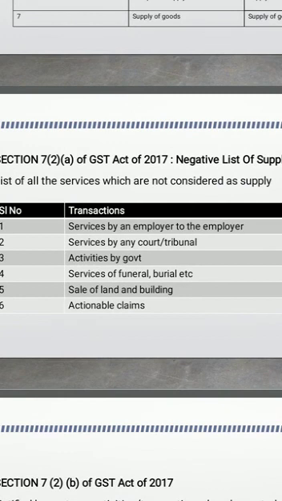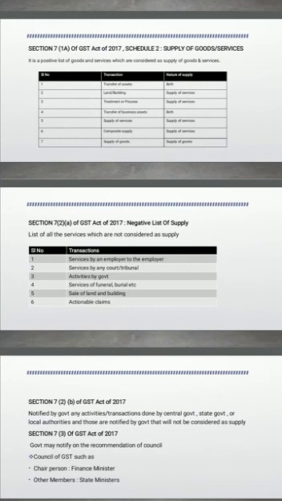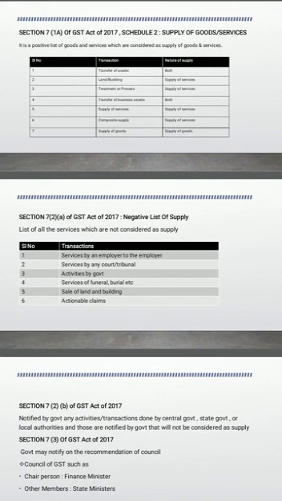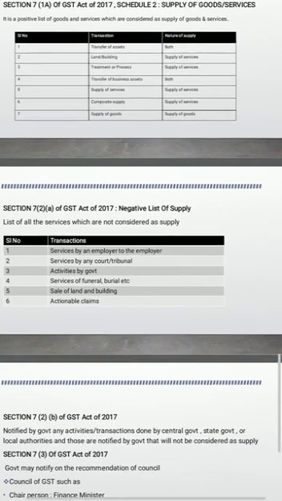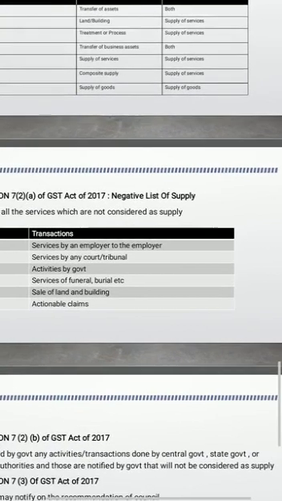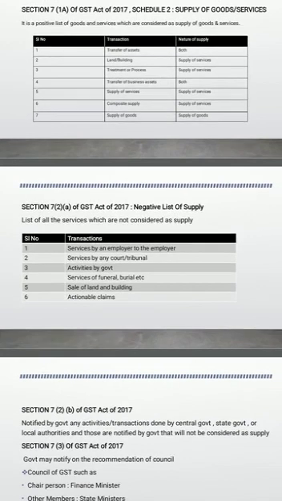Next, services by any court. Activities of court related to law are not considered as a supply according to the GST Act of 2017. It may be any court, district court, high court, supreme court, etc. Activities by the government: as we pay tax to the government, if activities are done by the government, the tax is not levied on them, because the government can't take tax from themselves. Next, services of funeral and burial. Services related to funeral, such as the services which are provided in the graveyard, are not considered as a supply according to the GST Act.